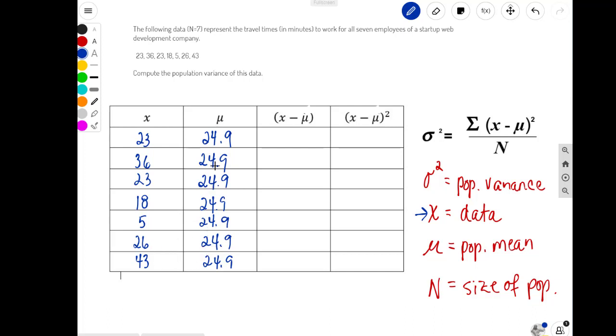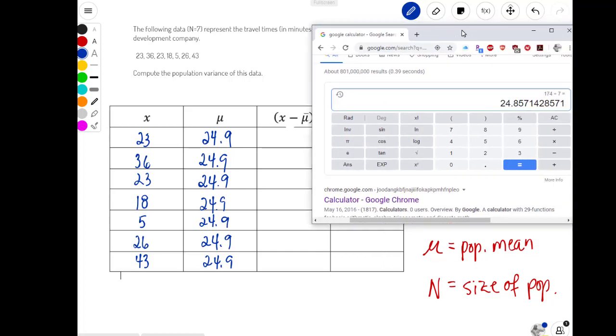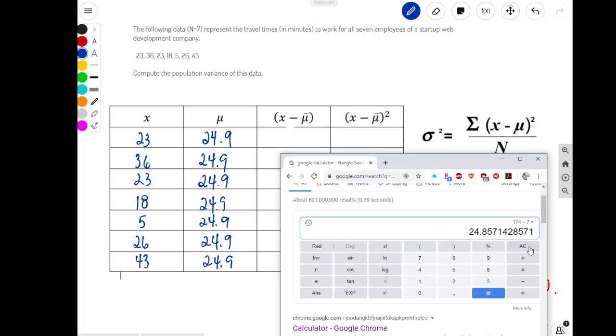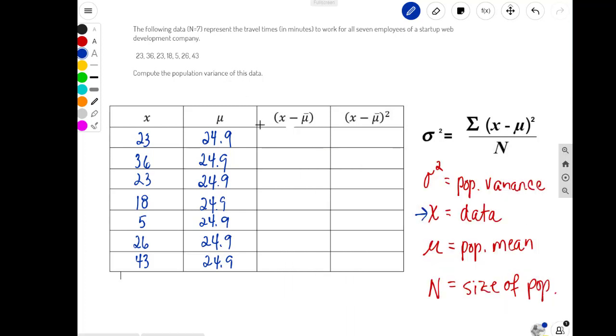So we're going to subtract the mu from the x so that the sign, either positive or negative, will tell us if something is less time or more time. I'll pull over my calculator again and clear this out. I've got 23 minus 24.9 equals, and I get negative 1.9. I'm going to write that in, negative 1.9.